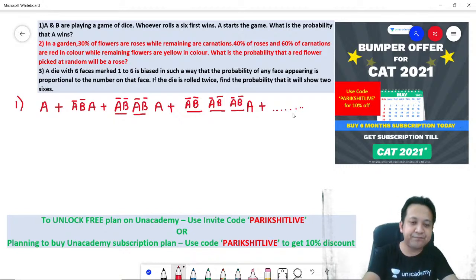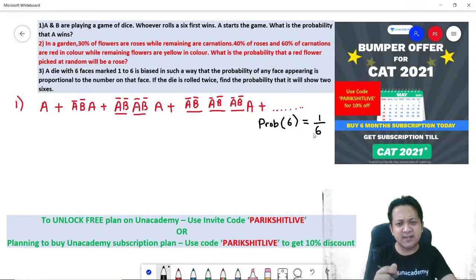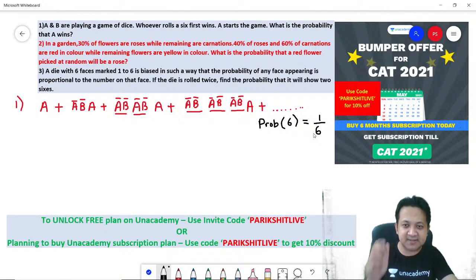That's the first clue. But before that, think about it. What is the probability of a person throwing a 6? Can I say the probability of a person throwing a 6 is 1 by 6? Remember, a dice has got 6 numbers. So obviously, throwing a 6, the probability is 1 by 6.